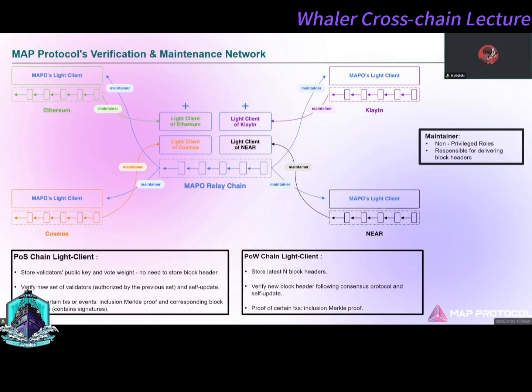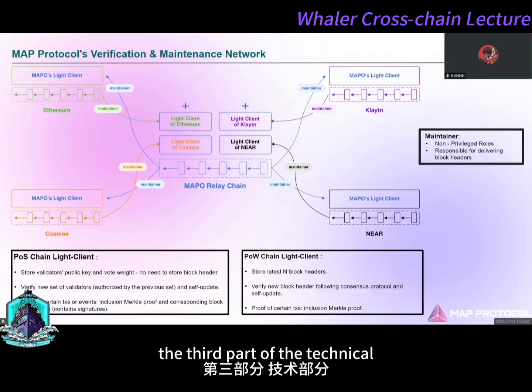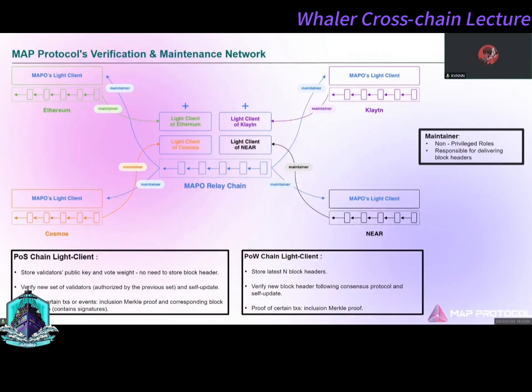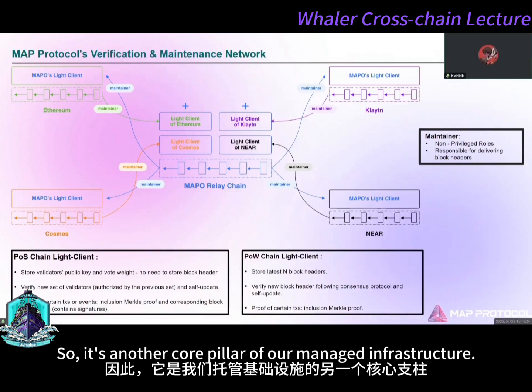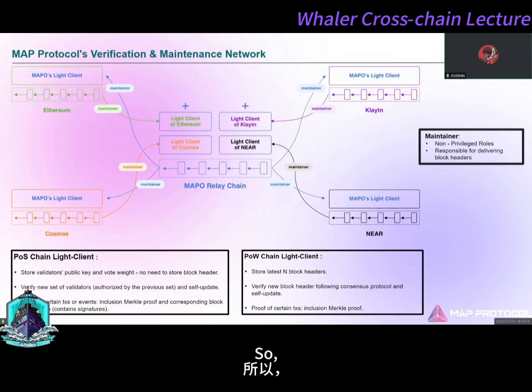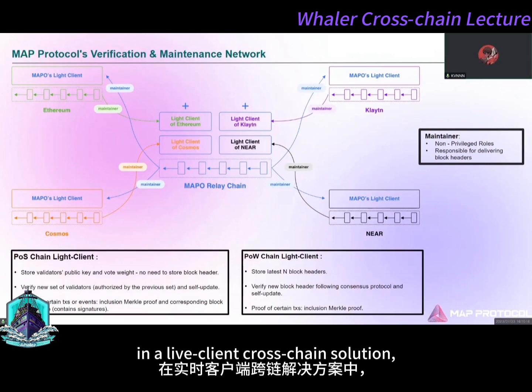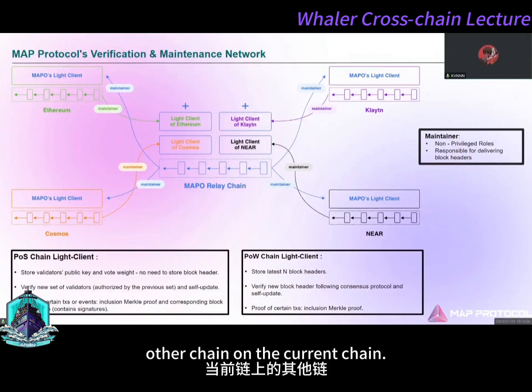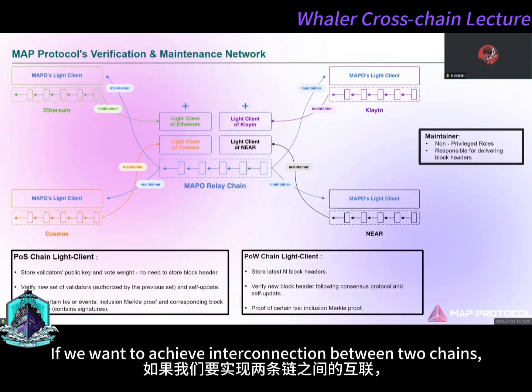The third part of the technical overview is about Map Protocol's Light client verification and maintenance network. It's another core pillar of our Omnichain infrastructure. It is responsible for verifying every cross-chain transaction. In a Light client cross-chain solution, we need to deploy a Light client of the other chain on the current chain if we want to achieve interconnection between two chains.